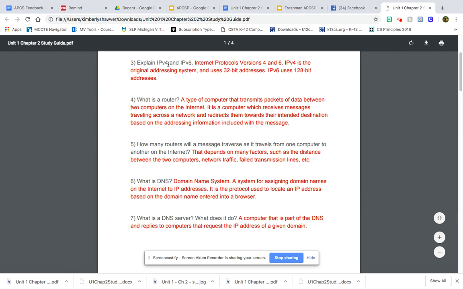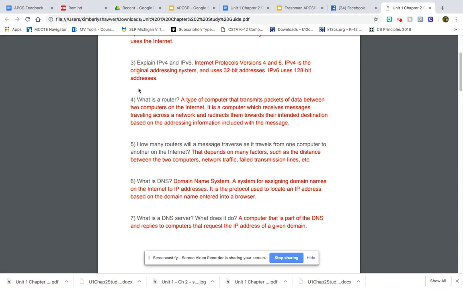Explain IPv4 and IPv6. IPv4 and IPv6 are Internet protocols versions 4 and 6. IPv4 is the original addressing system that uses 32-bit addresses. But there's been such an explosion of devices connected to the Internet that there's become an urgent need to go to a higher version of Internet protocol. So IPv6 is intended to use 128-bit addresses, which is a significant change from IPv4.